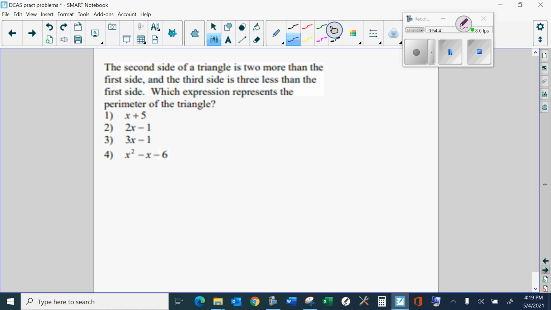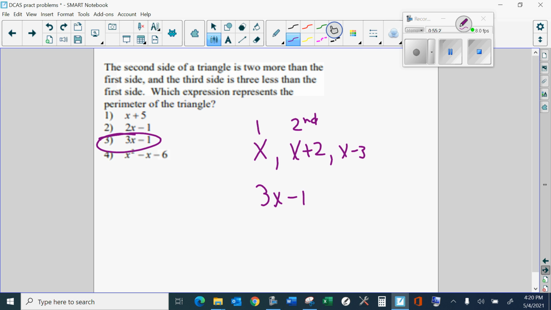The second side of a triangle is 2 more than the first side. Okay, so if the first side is x, the second side is 2 more. That's x plus 2. And the third side is 3 less than the first side, x minus 3. Which expression represents the perimeter? I just add those together. 3x minus 1. Perimeter. Okay, so algebra skills, changing words into algebraic expressions, perimeter, knowing that, and adding.